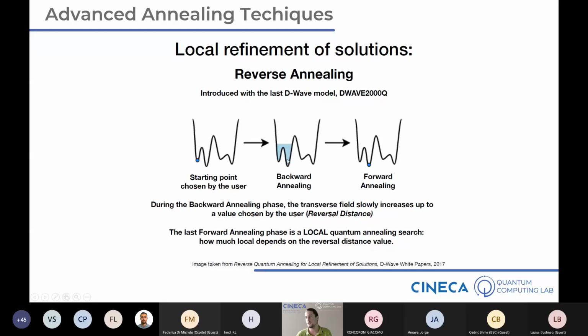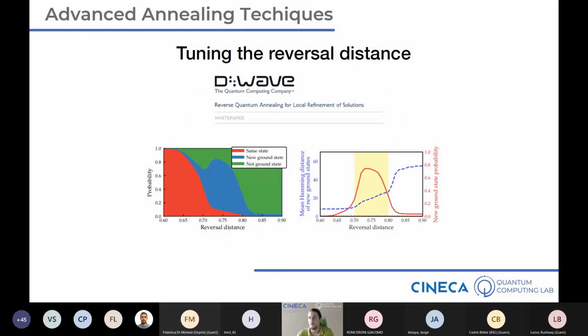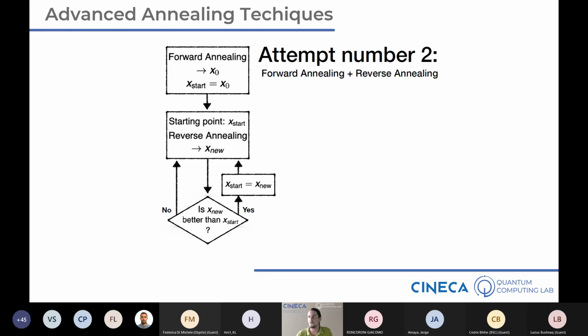We will see that if you use a reversal distance that is too low, you will not find new minima. If you use a reversal distance that is too high, you will go very far, and maybe you can fall into a minimum that is not better than the one that you have. Using this white paper published by D-Wave, which explains the local refinement of solutions with reverse annealing, we know there is a particular value of reversal distance, between 0.7 and 0.8, where the probability of finding a new global minimum is maximized. So let's try to use this new feature to solve our problem.